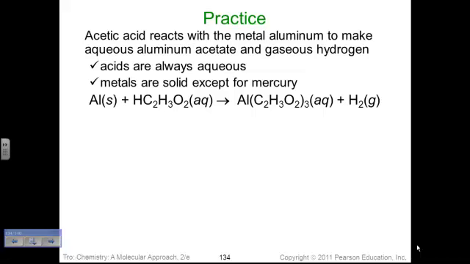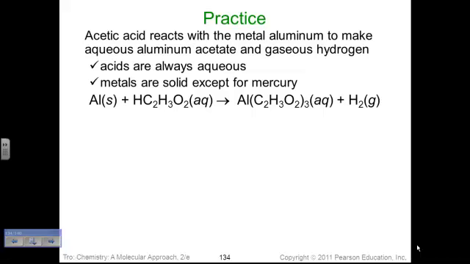We read that as Al(C2H3O2) taken 3 times, and we show that it's in an aqueous form. Hydrogen gas. Hydrogen is one of the lucky 7 diatomic molecules. It's that funny sentence, horses need oats for clear brown eyes. Those 7 elements must be written in diatomic form.